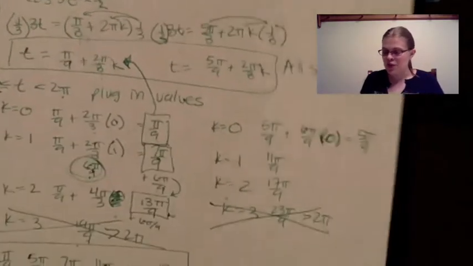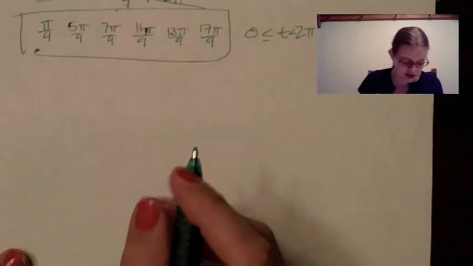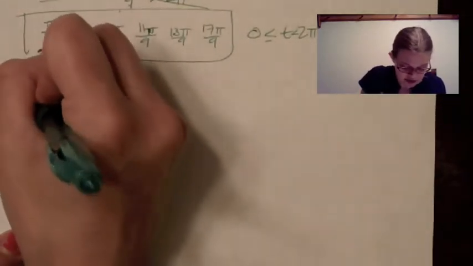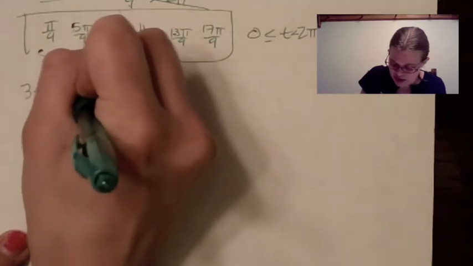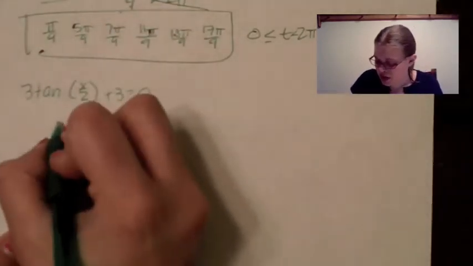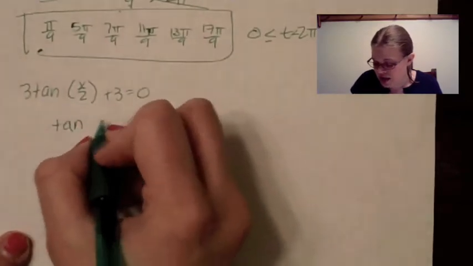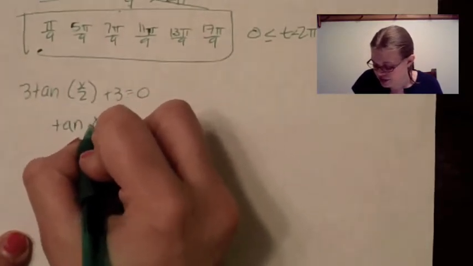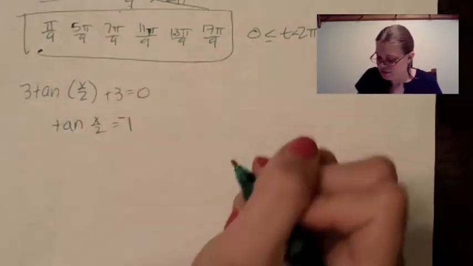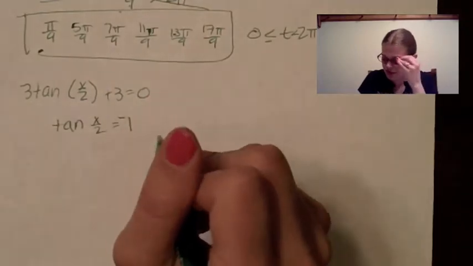Okay, so if we look at one, that's the tangent. If I have 3 tangent of x over 2 plus 3 equals 0, so I would subtract the 3 and then divide by 3, so I have tangent of x over 2 equals negative 1, and it's negative 1 because I subtracted the 3 and then divided by a positive 3.